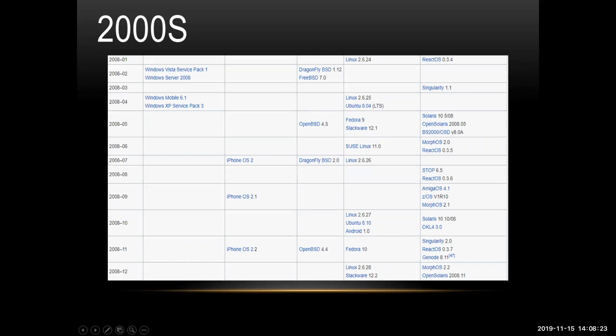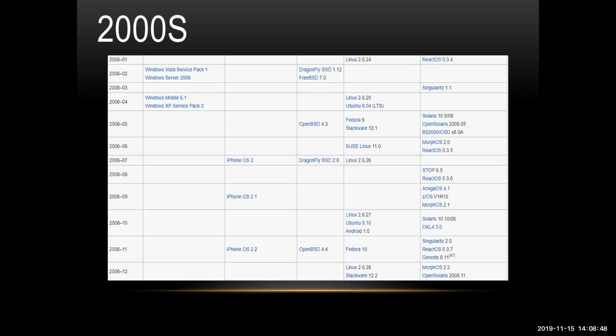And then for 2008, we had Linux 2.6.24, ReactOS 0.3.4, and for February 2008, we had Windows Vista Service Pack 1 and Windows Server 2008. We also had DragonFly BSD 1.12 and FreeBSD 7.0.